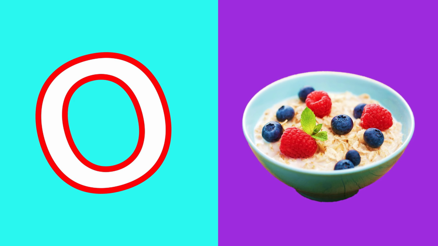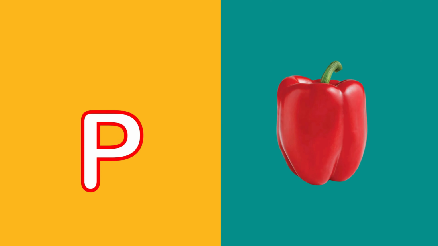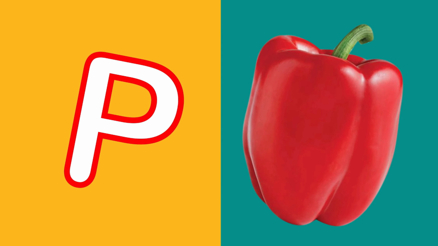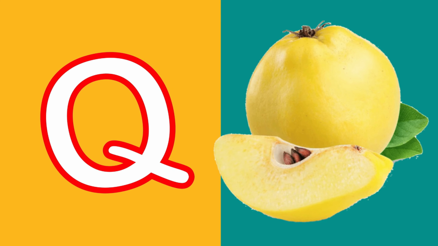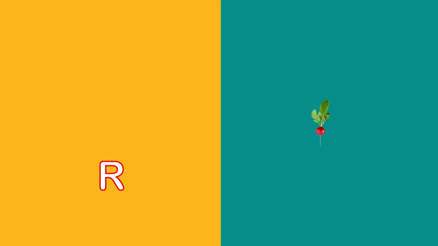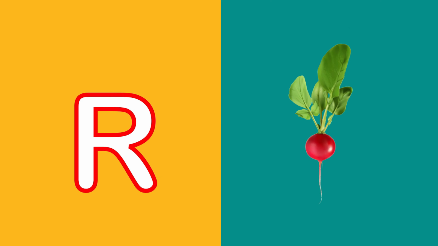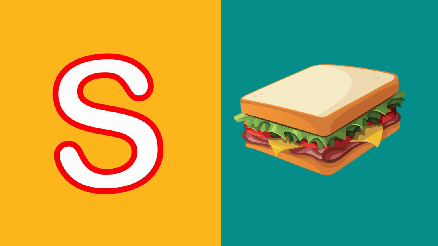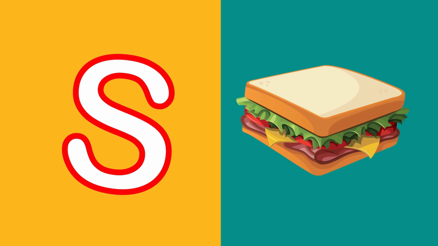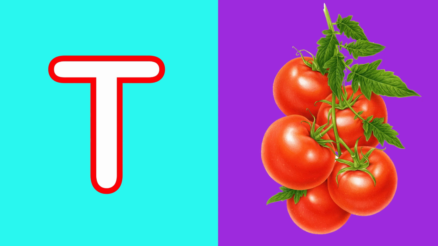O for oatmeal, oatmeal. P for pepper, pepper. Q for queens, queens. R for radish, radish. S for sandwich, sandwich. T for tomato, tomato.